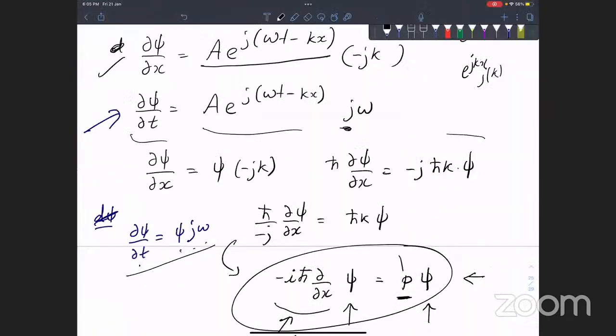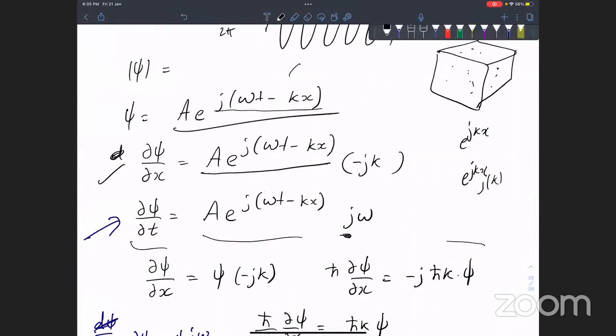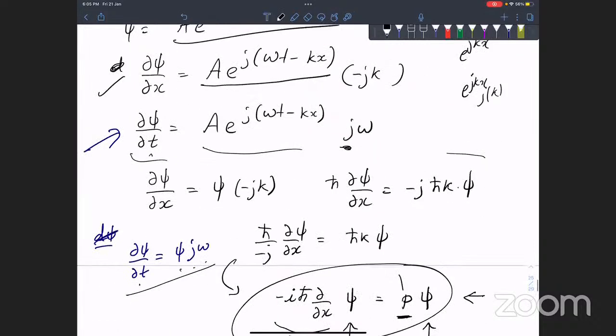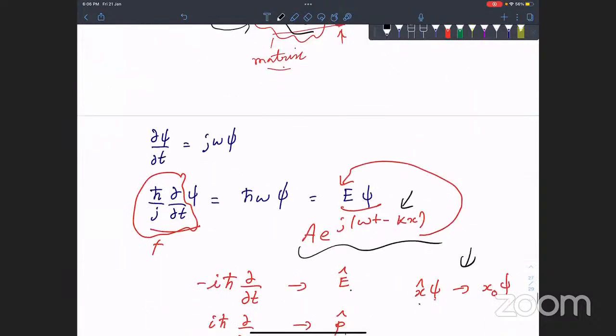If you just take this wave function and take the partial derivative with respect to time, I'm going to get dou psi by dou t, partial psi partial t, is psi times j omega. This much is clear, right? So now if I take that, j will come down here, no?